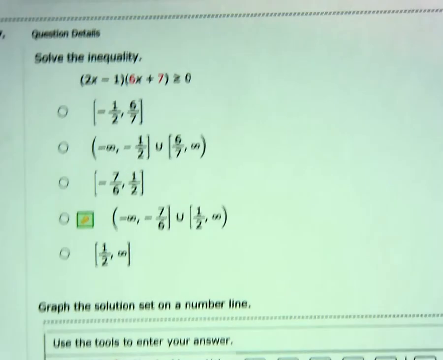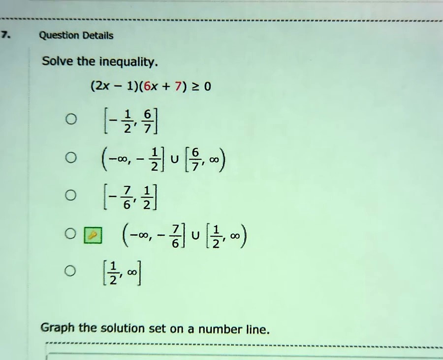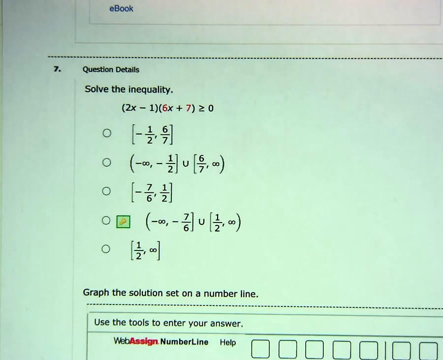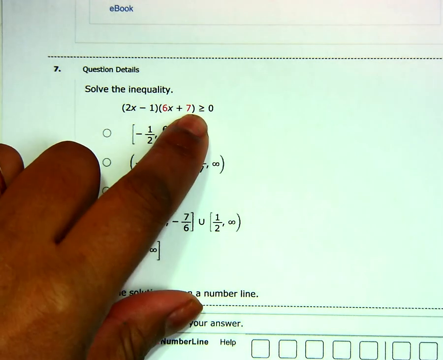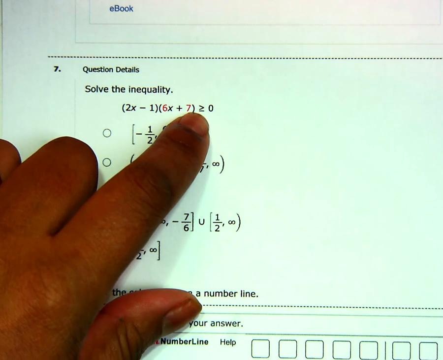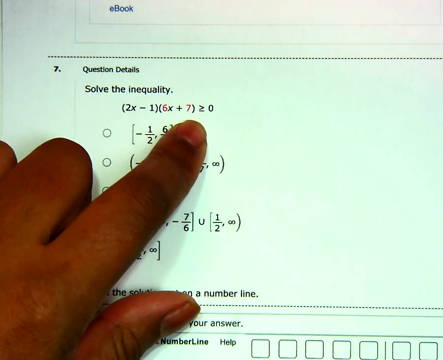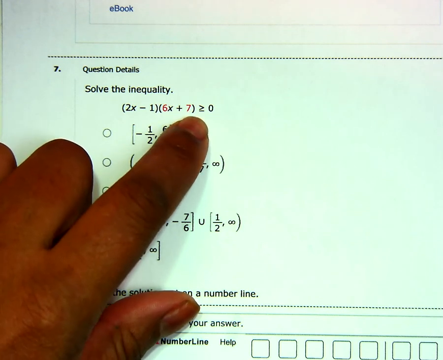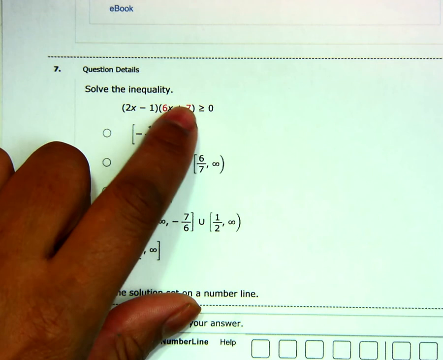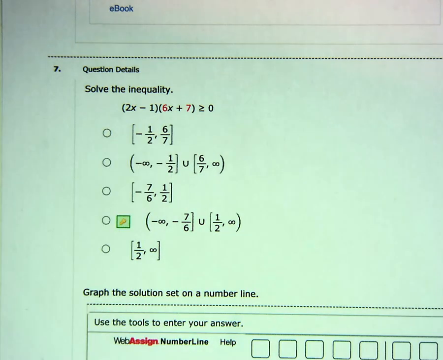Here's number 7. Notice this is a compound inequality. The keyword inequality means that you're going to have to graph it. The other thing you should recognize is that here's an inequality sign. Because it has half of an equal sign right there, we know that we're going to have to use a bracket. So let's figure out how to do this.